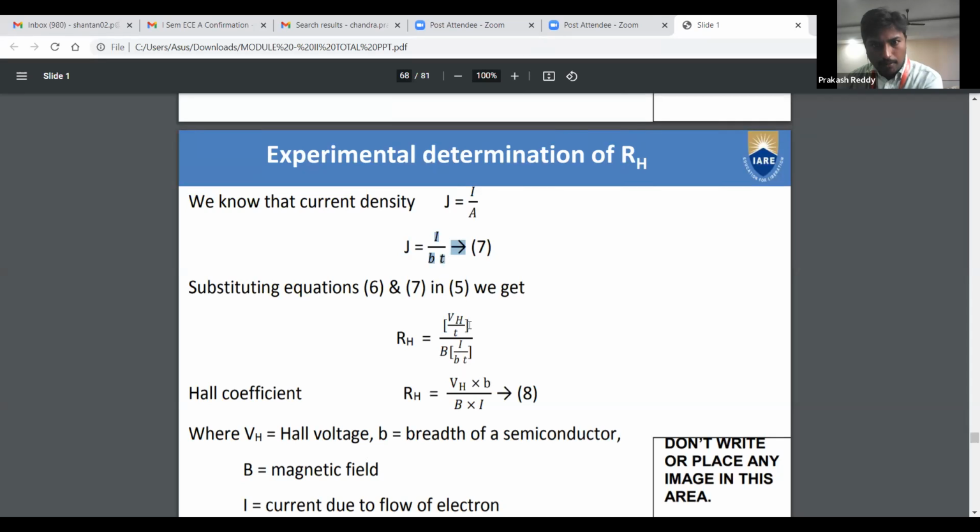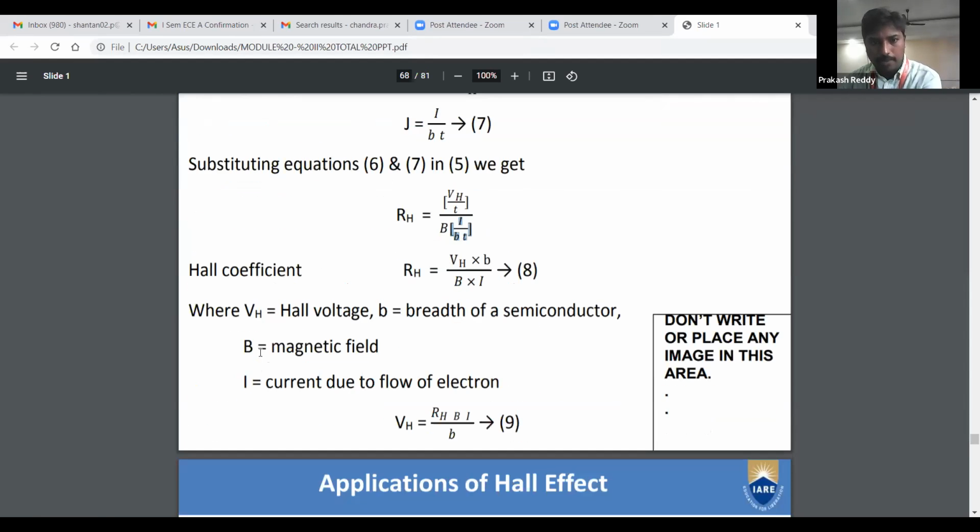Substituting here, RH equals VH into b divided by capital B into I. Here VH is the Hall voltage developed across the material, small b is the breadth of the semiconductor, capital B is the magnetic field, and I is the current due to the flow of electrons. From that, the Hall voltage developed across the material is VH equals RH into B into I by b.